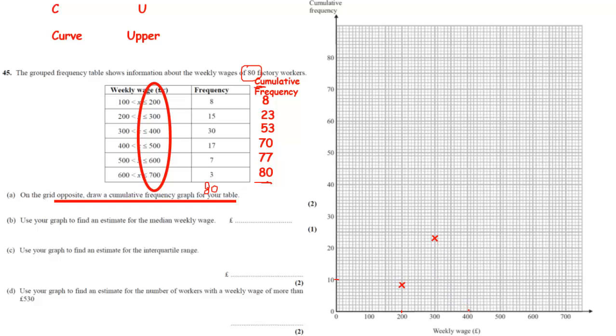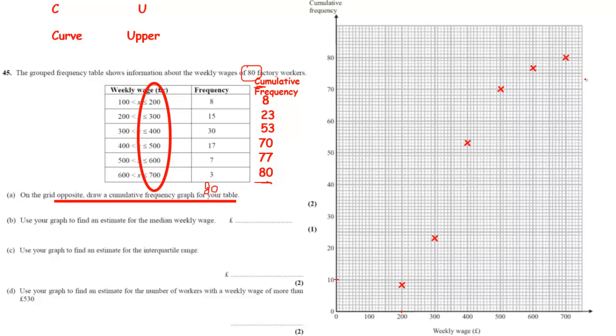Then for 400, I need to go to 53, so 400, go up to 50, and then 3 above that. 500 needs to go to 70, so go all the way up to 70. Then 600. Use your ruler to help you line these up. It is very important that you draw your graph accurately. 600 is going to be 77, and 700 is going to be up to 80. So there are my points.